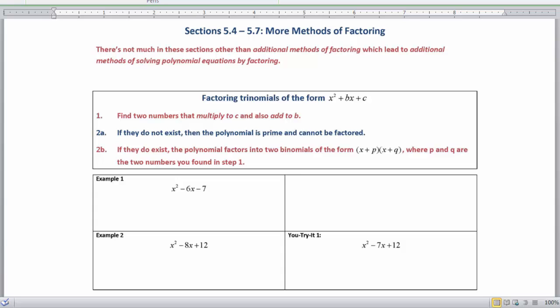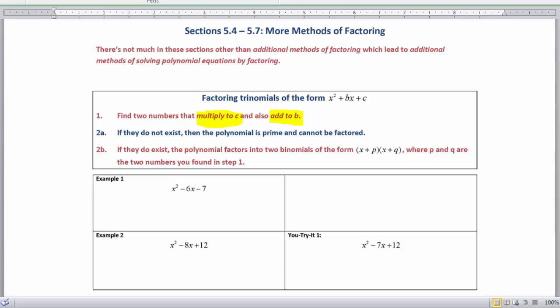All right. So the first method that's dealt with in 5.4 is trinomials of the form x squared plus bx plus c. These are fairly simple to factor, because when you have the trinomial in this form, you're always just searching for two numbers that have to multiply to c and then also at the same time add to b. And if those two numbers don't exist, then that means the polynomial is prime and can't be factored.